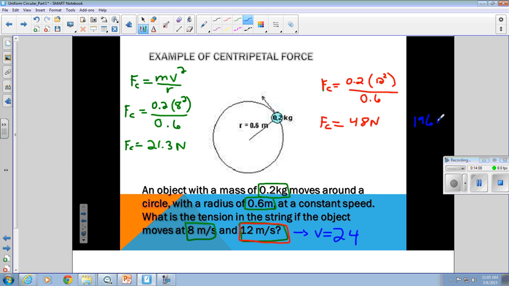So understand that relationship between the velocity and the centripetal force. If you increase the velocity, you're going to be increasing the force exponentially.